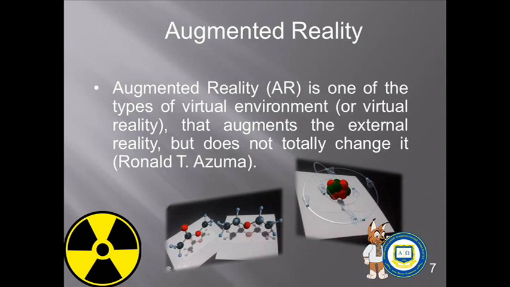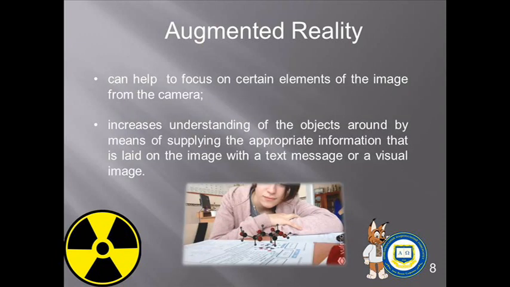Augmented reality is one of the types of virtual environment that augments the external reality but does not totally change it. Augmented reality allows the user to see the real world when virtual objects are either laid over the real world or combined with each other. The augmenters can help a person focus on certain elements of the image from the camera, and increase understanding of the objects around by supplying appropriate information that is laid on the image.